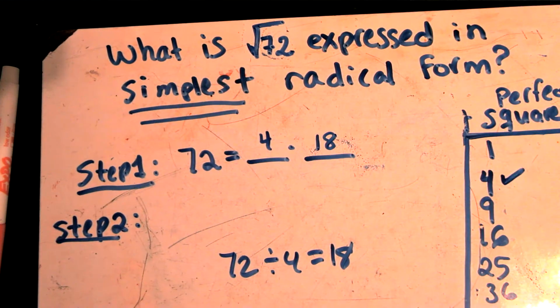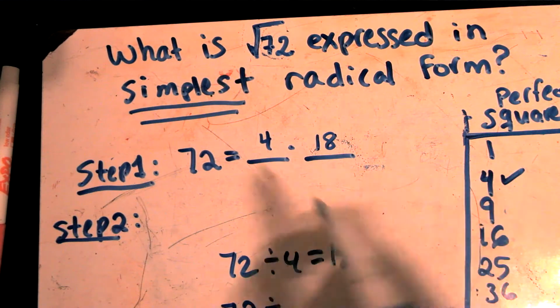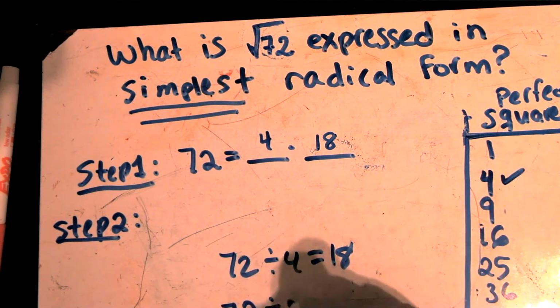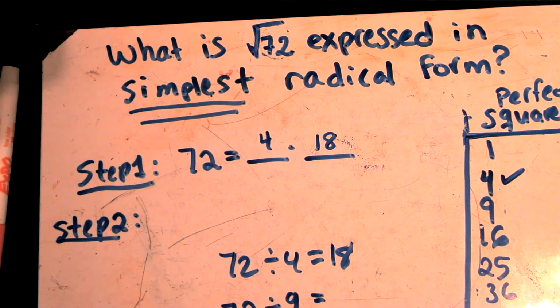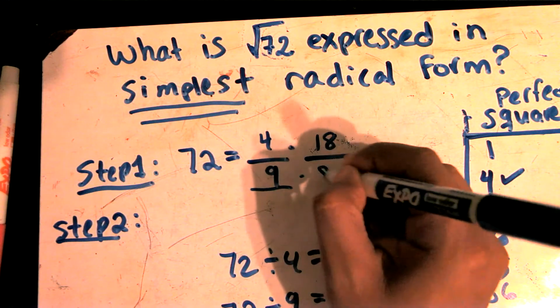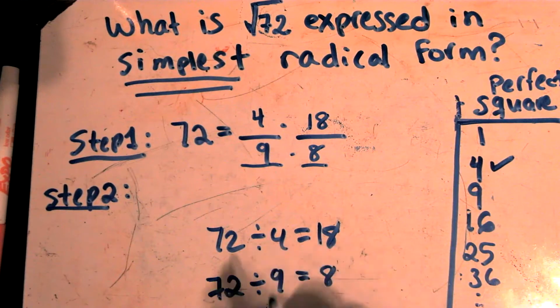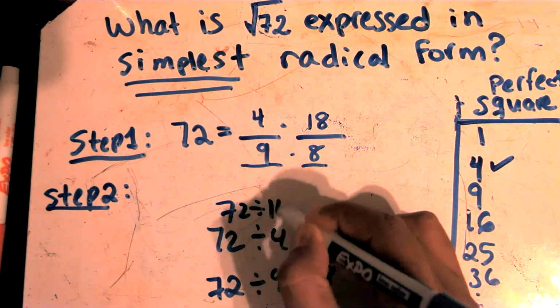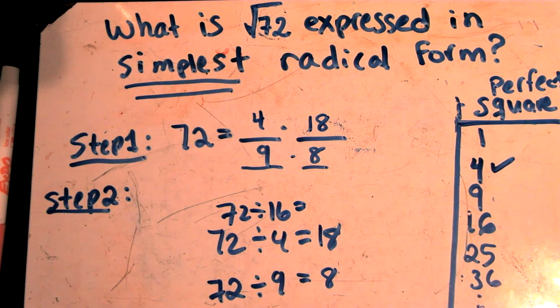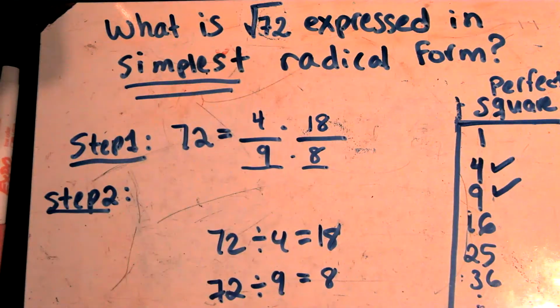But let's not stop there. Let's keep going, because we're trying to find the largest perfect square that goes into 72 evenly. What about 9? If I take 72 and divide it by 9, I get 8. So 9 times 8. Let's keep going. 72 divided by 16, I'm just going down the line right here, gives me 4.5. So nope, 16 is not a factor of 72.